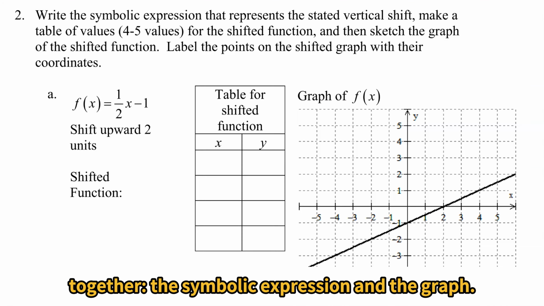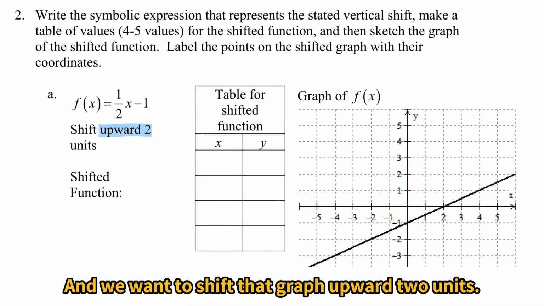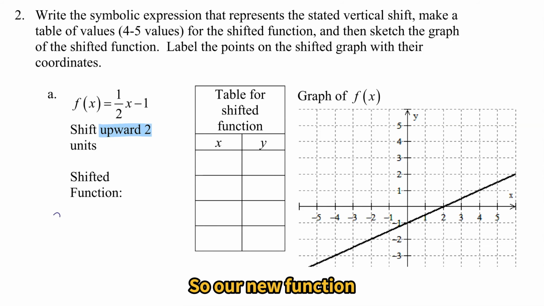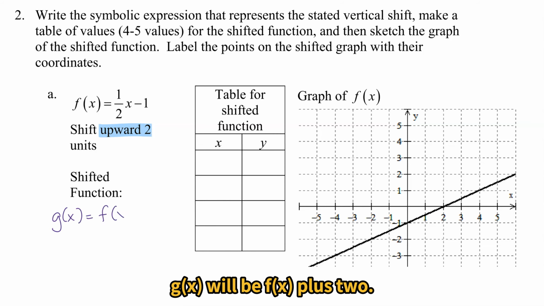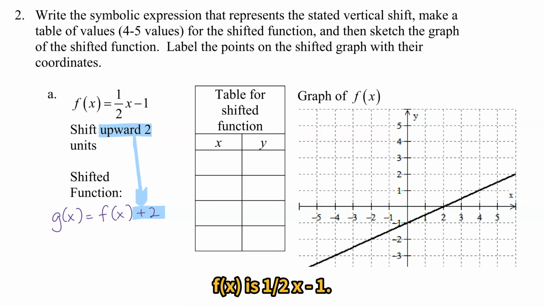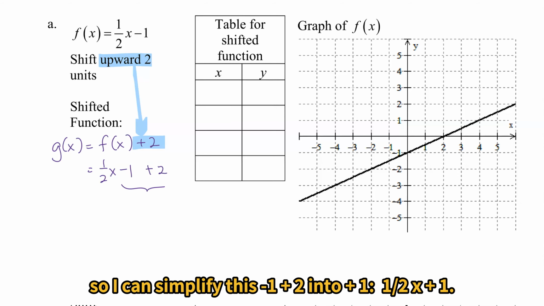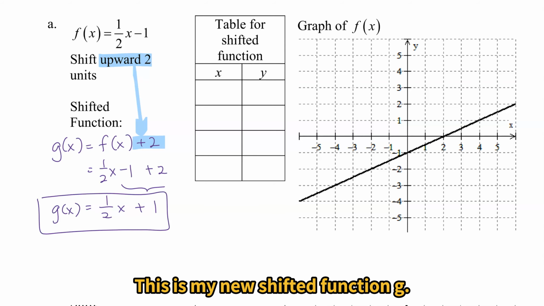Let's put these two pieces together, the symbolic expression and the graph. Here we have a function, f of x equals 1/2 x minus 1. And we want to shift that graph upward 2 units. So our new function, g of x, will be f of x plus 2, upward 2 units, plus 2. f of x is 1/2 x minus 1, and I'm going to add 2 to that, so I can simplify this minus 1 plus 2 into plus 1, 1/2 x plus 1. This is my new shifted function, g.